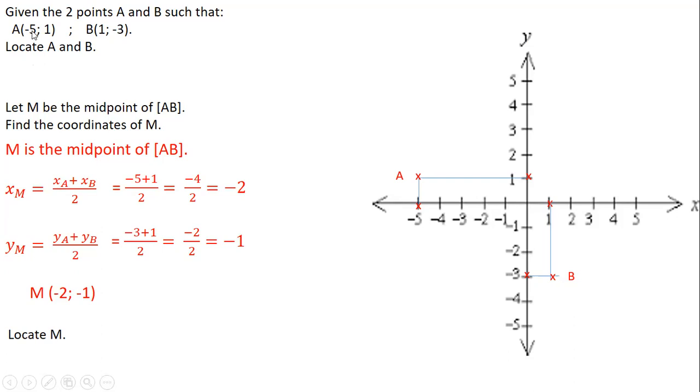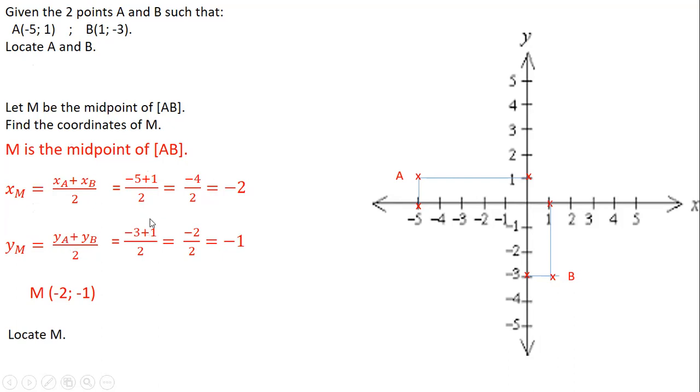Let's replace: the abscissa of A is minus 5, plus the abscissa of B is 1, over 2. Now minus 5 plus 1 is minus 4 over 2, which is minus 2. So this is the abscissa of the midpoint. Now we will get the ordinate of the midpoint. YM is equal to YA plus YB over 2. Let's replace YA by 1.